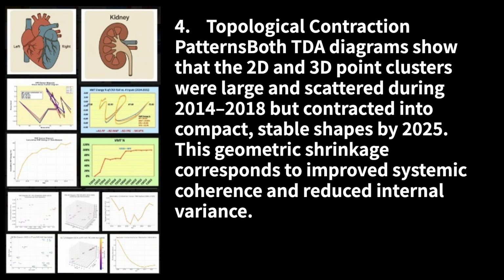4. Topological contraction patterns. Both TDA diagrams show that the 2D and 3D point clusters were large and scattered from 2014 to 2018, but contracted into compact, stable shapes by 2025. This geometric shrinkage corresponds to improved systemic coherence and reduced internal variance.